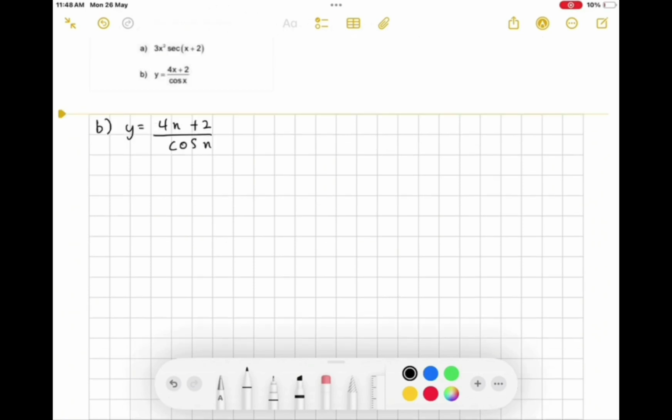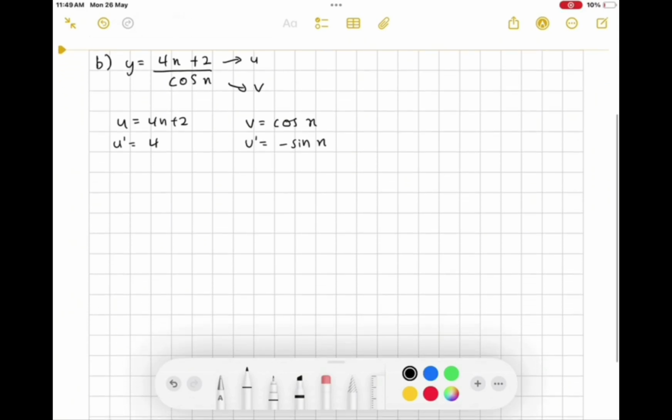Now let's look at question B. Since the equation is in a rational form, the only suitable method for us to differentiate this equation is by using the quotient rule. In the quotient rule, we must split the equation into two components, where the numerator will be u and the denominator will be v. So 4x plus 2 will be the u component and cos x will be the v component. Now, we must differentiate the u and v components, which means that u prime would be 4 and v prime would be negative sin x. Now, we must insert each component into the quotient rule formula.